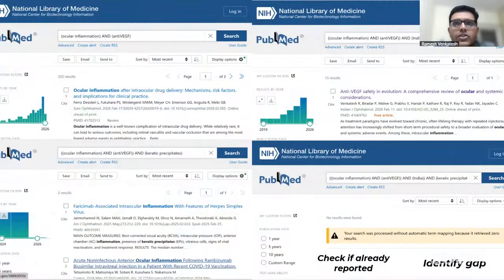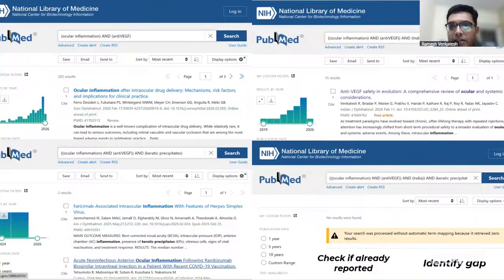Now, let's understand how the literature search works. For my particular case, when I wanted to look at intraocular inflammation with anti-VEGFs, you would realize that there are 202 results. So there are a lot of papers already published on intraocular inflammation with anti-VEGF agents. The next minute, when I look at the number of previous publications which talk about ocular inflammation with intravitreal anti-VEGF, and how many of these have actually been published from our country, India, you would realize that 202 actually comes down to 15.